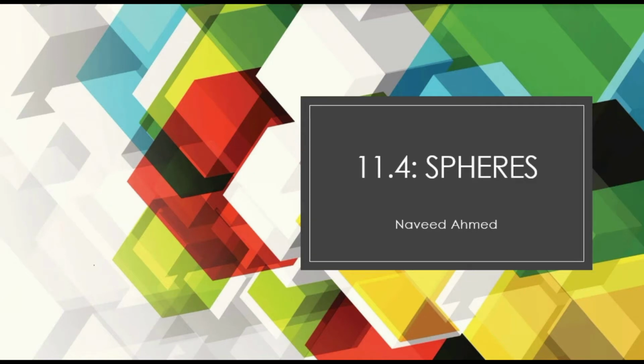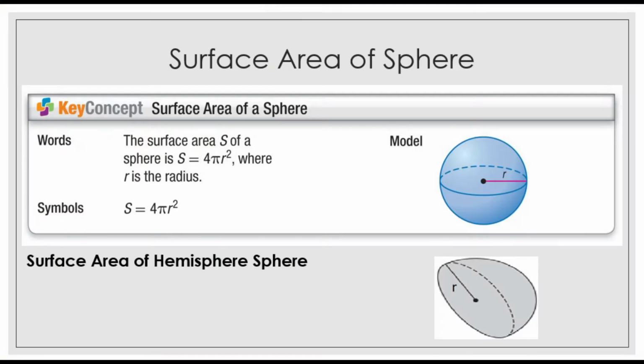Hello, in this lesson 11.4 spheres, we'll be doing this lesson in two parts. Part 1 is surface area of spheres and hemispheres, and part 2 will be volume of spheres and hemispheres. Okay, what is surface area of a sphere?